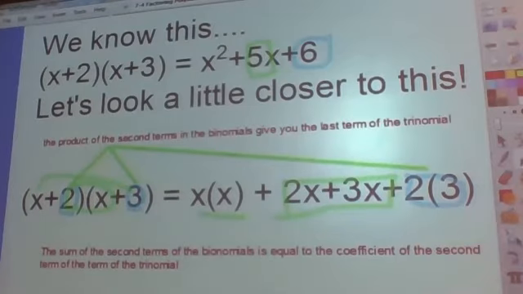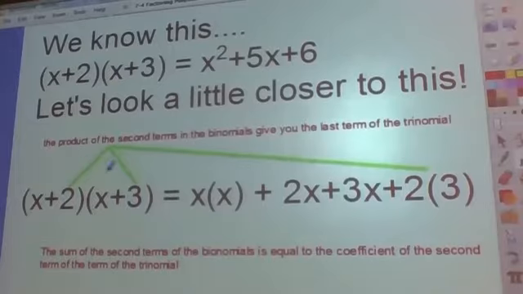Okay, you guys know where all those things came from, because it's super important. So watch, the product of the second terms in the binomials gives you the last term of the trinomial. The sum of the second terms of the binomials is equal to the coefficient of the second term of the trinomial. I know that's a lot of stuff, but just go with it, okay?